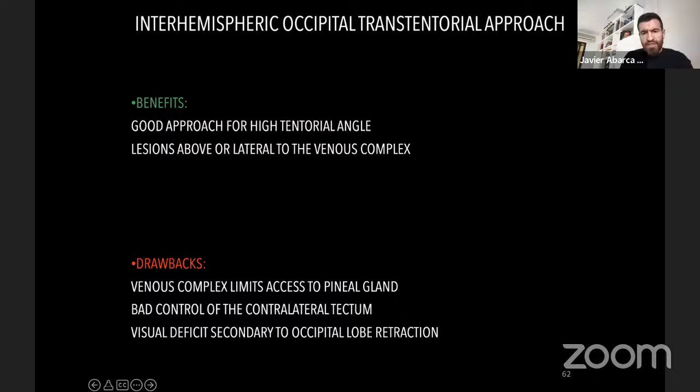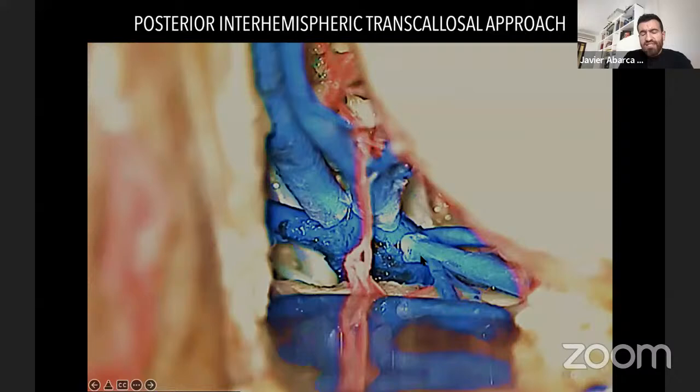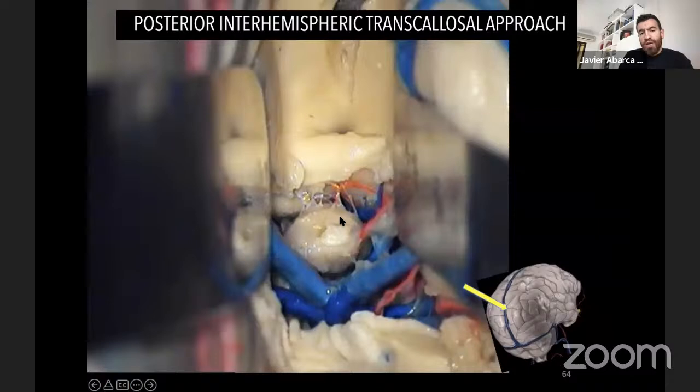Let me also show you another variant of these approaches, the occipital transtentorial transcallosal approach. If we want to enter the posterior part of the third ventricle or even the pineal region, we can cross the splenium of the corpus callosum, and then we have this vision of the internal cerebral veins joining the great vein of Galen, and here the posterior medial choroidal artery. And if we want to enter inside the third ventricle or the pineal gland, we have to separate both internal veins laterally.